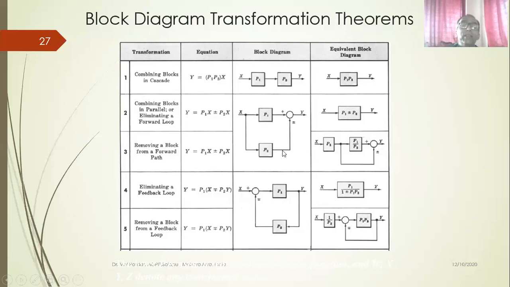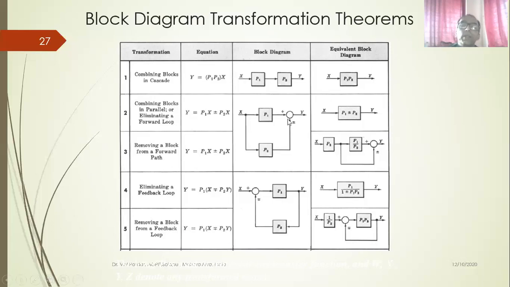Even in the parallel case, original parallel blocks are there, and I am converting them into an equivalent block diagram. So what is the rule here? X is going inside X into P1, going to the summing point. The same X is going here also, and X into P2 is coming here. So what is coming here? P1X from this side plus P2X. P1X plus P2X is equal to Y, isn't it? So P1X plus P2X plus or minus.